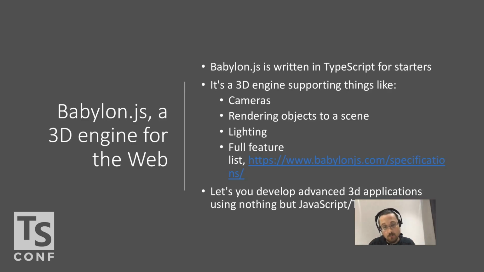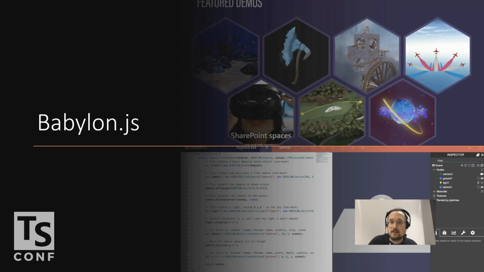But definitely cameras, rendering objects to a scene, lighting, and I'm just leaving you with a link here that says here are all the features, and there are quite a lot. Here's the thing, you don't need to learn all of these concepts at once. You can actually take it step by step, and that step by step thing I'm offering you is the sandbox that Babylon.js have set up for a lot of features.